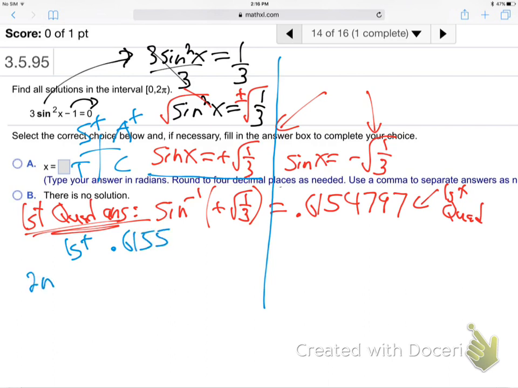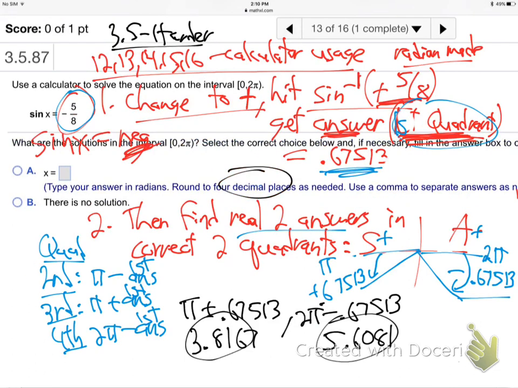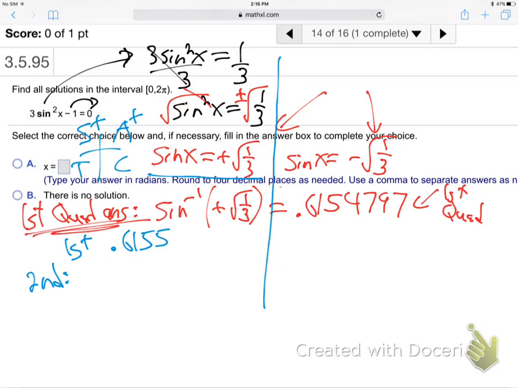And they want the second quadrant. How do you always get the second quadrant? I wrote back here: the second quadrant answer is pi minus your first answer. So you can put that on your 3 by 5 card. Pi minus 0.6155. Let's see what I got. I'm getting 2.5261.